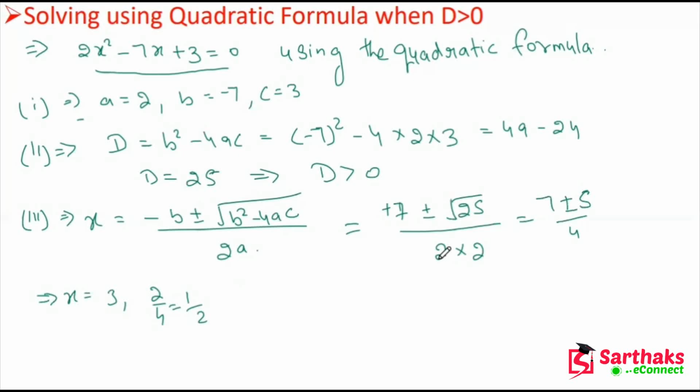The complete formula is based on the discriminant. If D is greater than or equal to 0, then we can apply this formula. If D is less than 0, then we cannot apply this formula, because the equation has no real roots.